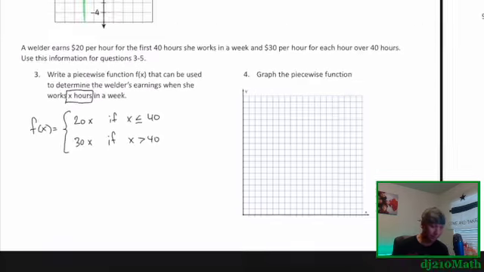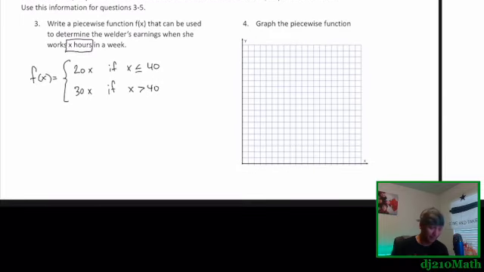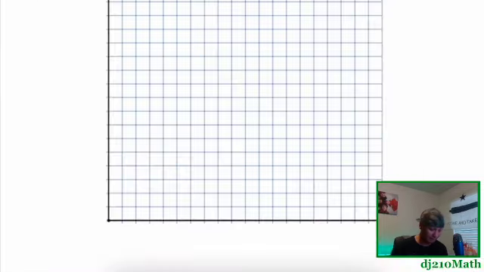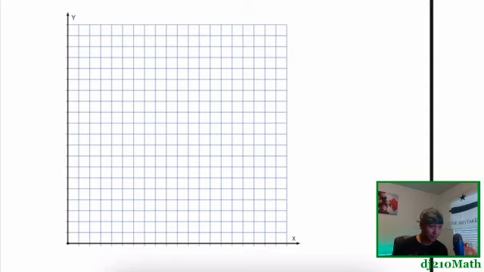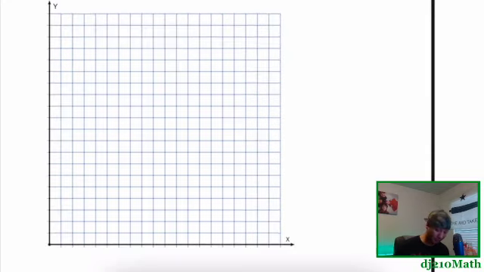Let's see if we can graph this now. So we have the X-axis and the Y-axis. All right, let's let the X-axis be the hours she works. So this is going to be hours. And then the Y-axis is the money. Okay, we know that she needs to work more than 40, so there needs to be at least 40. So let's go by tens on the X-axis. Right, every other one will be a 10. So 10.